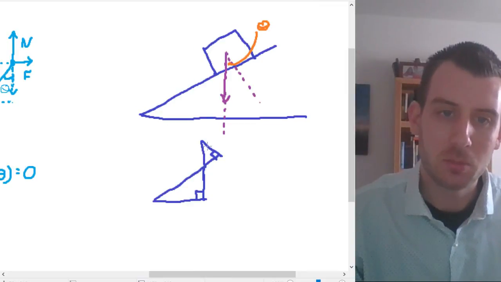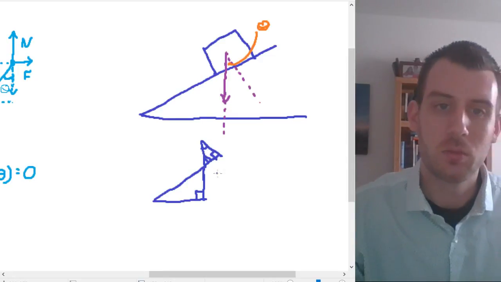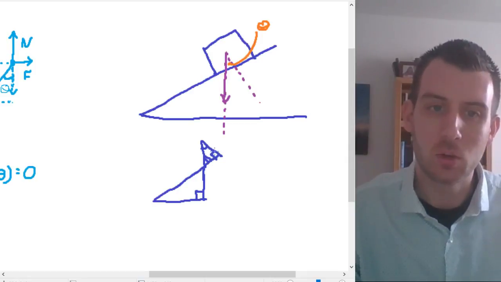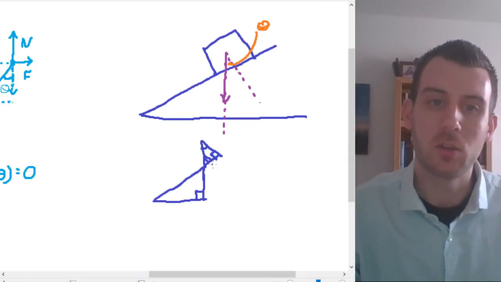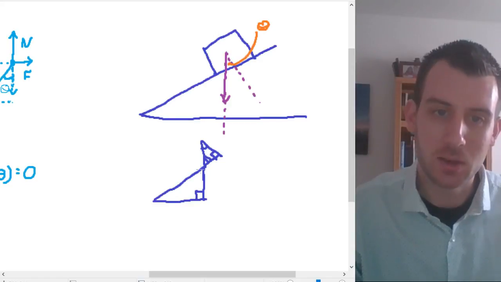Well, if this up here is my theta, then this here must be 90 minus theta. In order to make a full triangle, I have to add up to 180 degrees. This is a 90-degree angle. This is a theta angle. This must be the remainder to get up to 180, which is 90 minus theta.